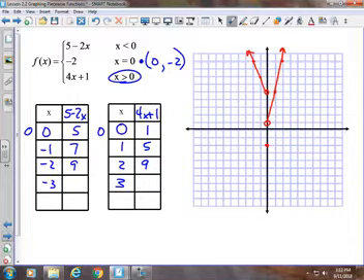So I have a piecewise function that's, if I left that dot off, there wouldn't be an answer at 0 because both circles are open. But that dot at 0, negative 2 closes it in and gives it to be defined.